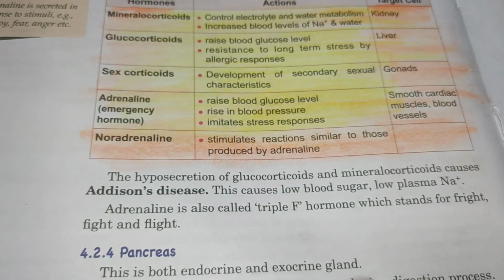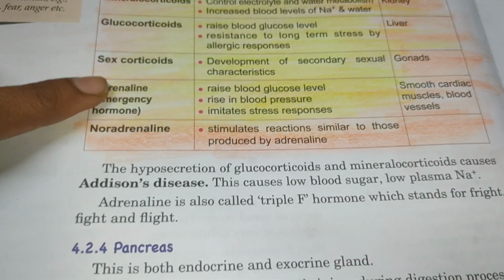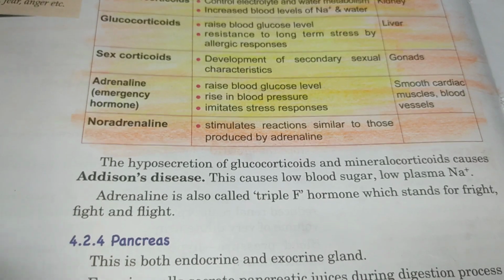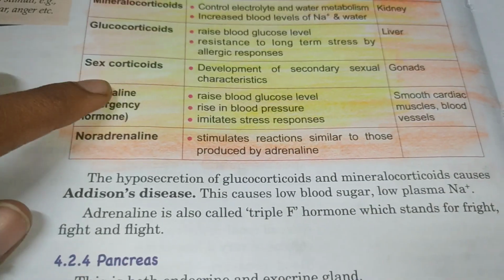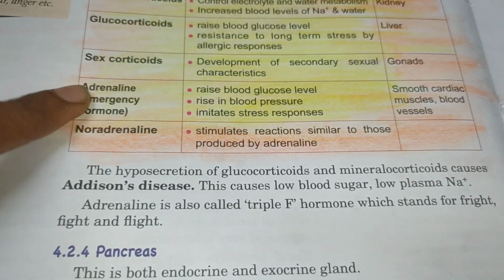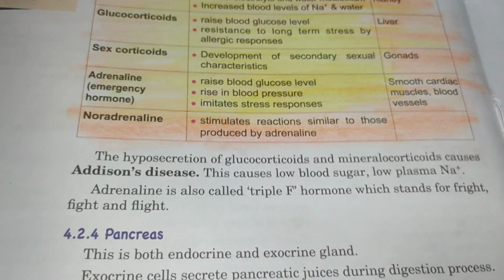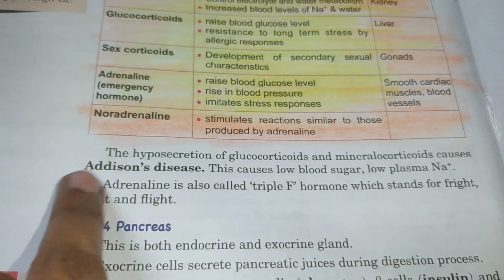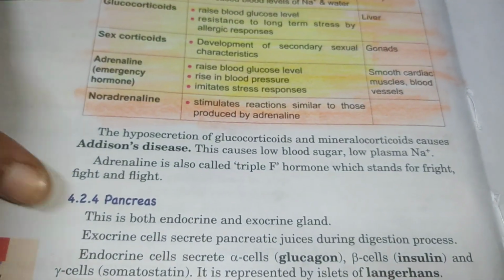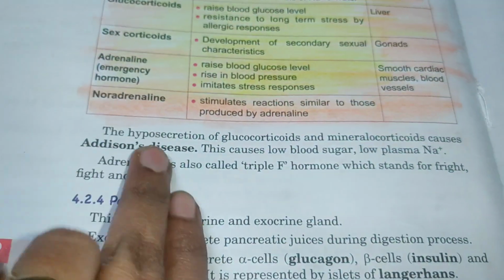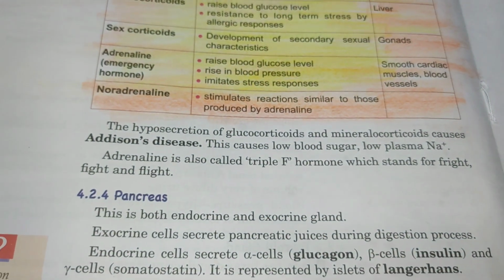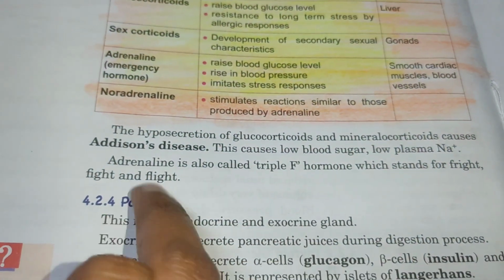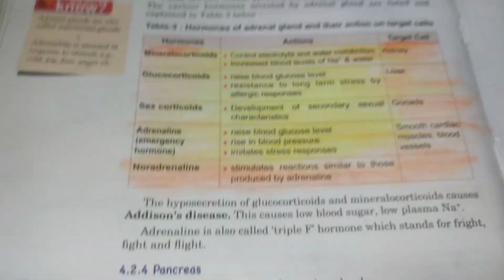Then adrenaline is also called the triple F hormone: fright, fight and flight hormone, because in emergency situations this hormone is released. It will help us act accordingly. So we can get frightened, or we will fight the situation, or we will just take flight, run off from the situation. Either way we can react because of this hormone being released.